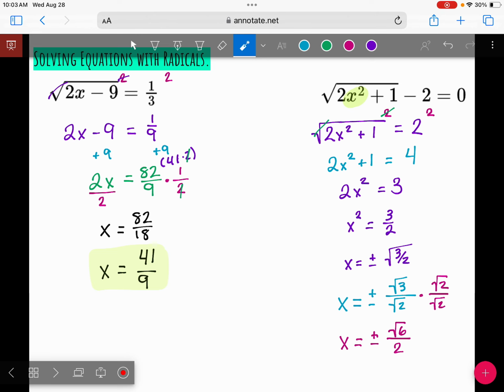Okay. Questions on these two? Because that was our valid answer. I'm just highlighting it so we have it. Okay. Let's do more.